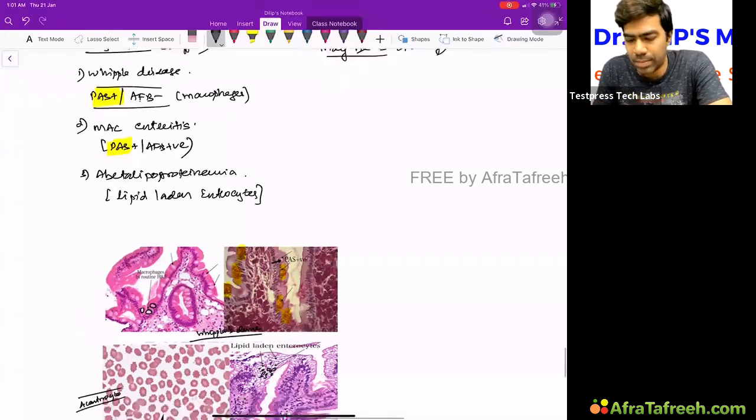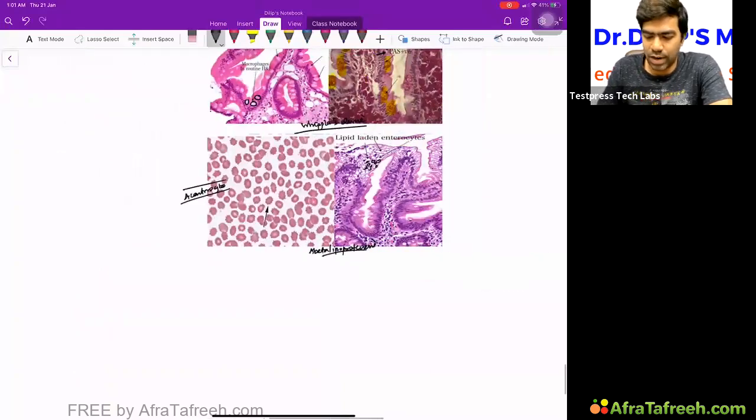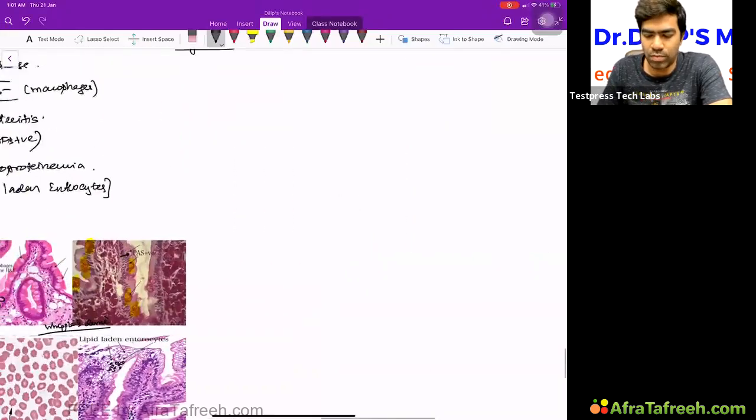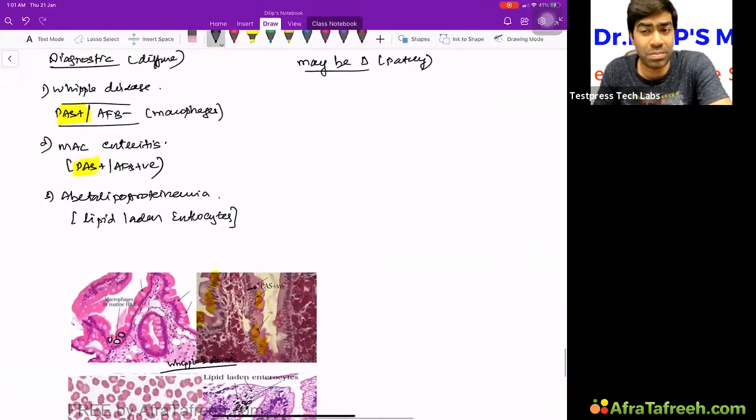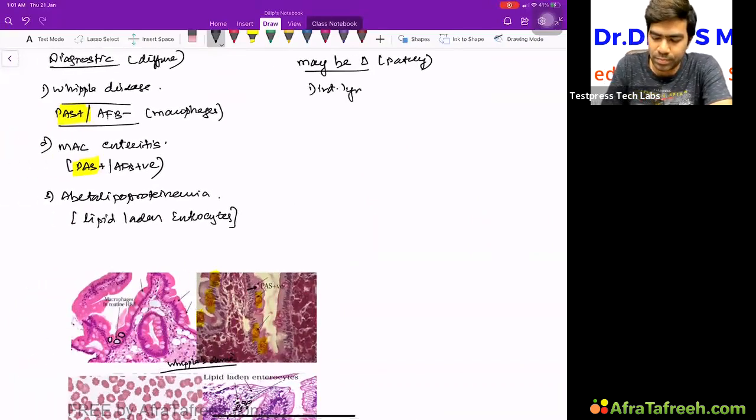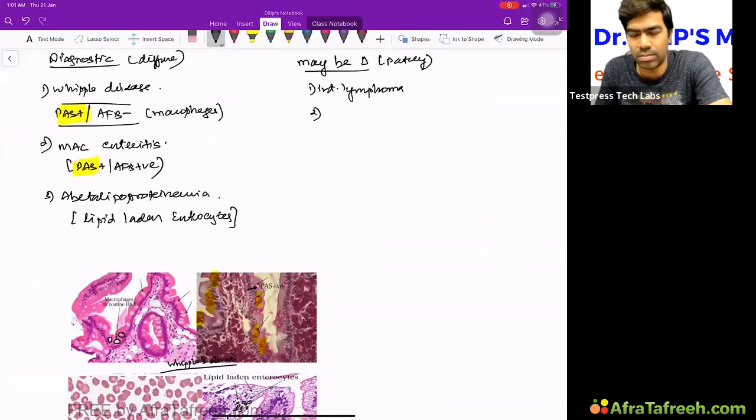But here, it may be diagnosed in the sense that if you find it, it's good, but sometimes you may not find it because the lesions are patchy. You might miss these lesions. For example, intestinal lymphoma will happen only in one area. So it's very difficult to biopsy accurately unless you have imaging evidence. So sometimes it might be missed.